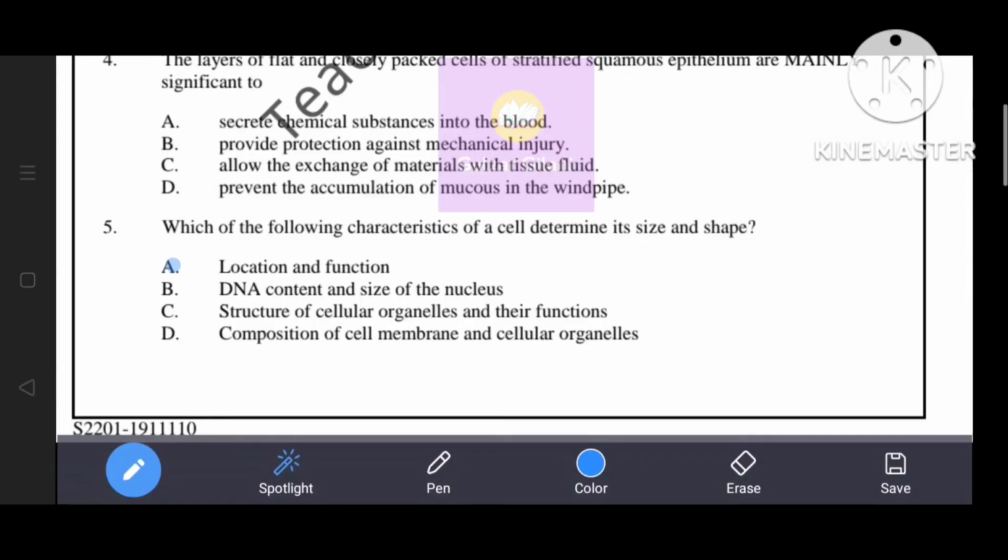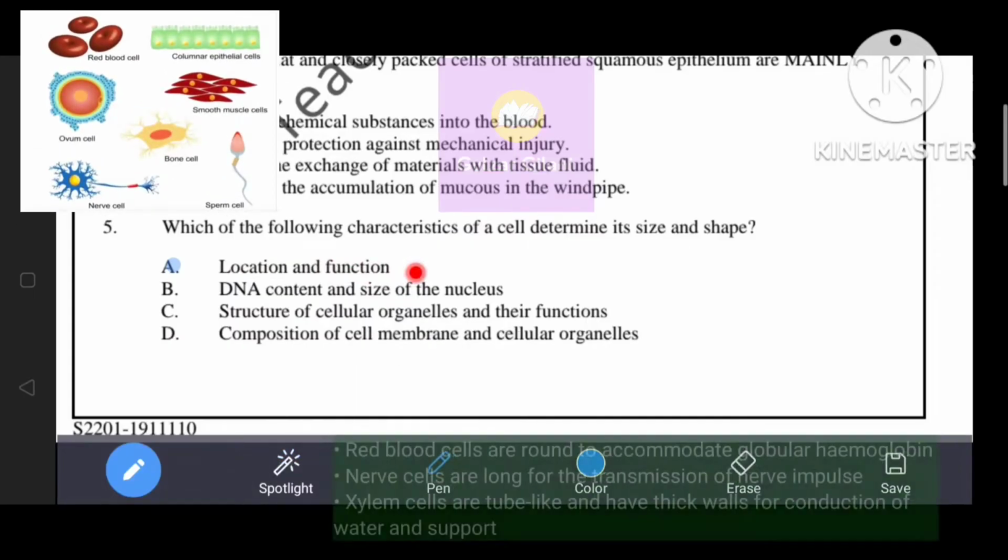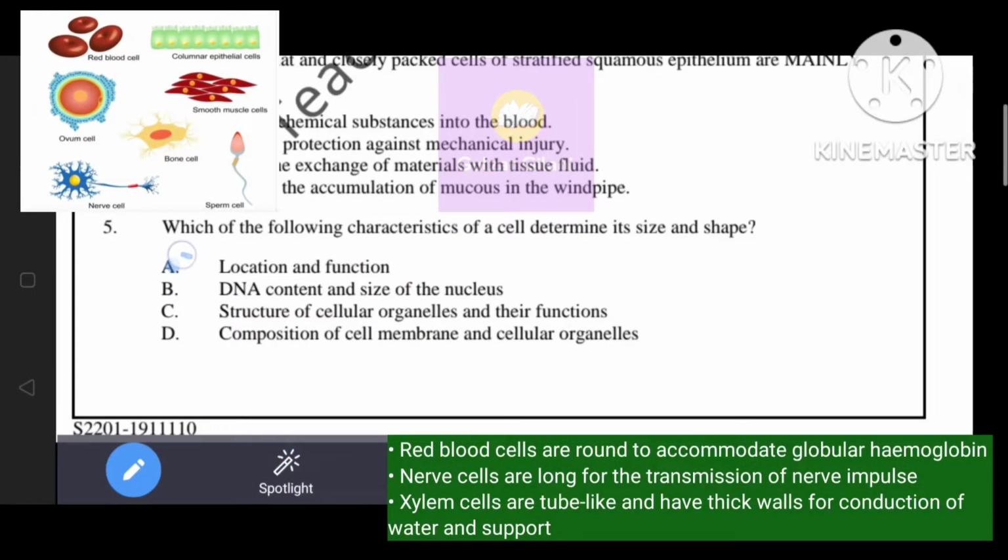Next question. Which of the following characteristics of a cell determine its size and shape? Given options में से जो correct answer है वो है option A, that is location and function. Means option A is the correct answer.